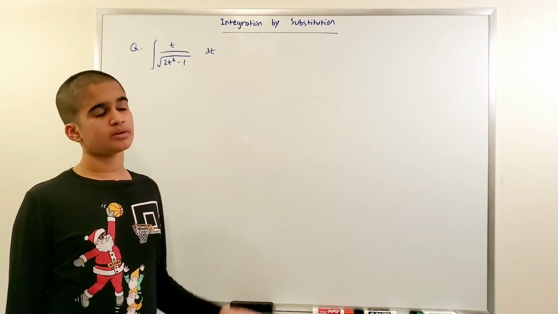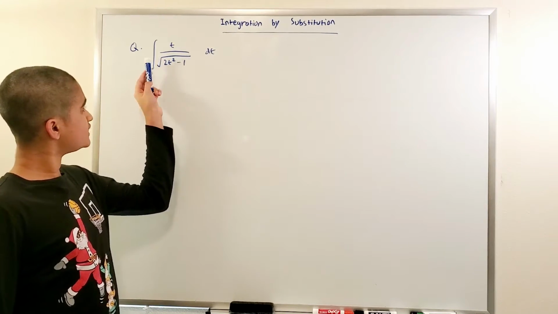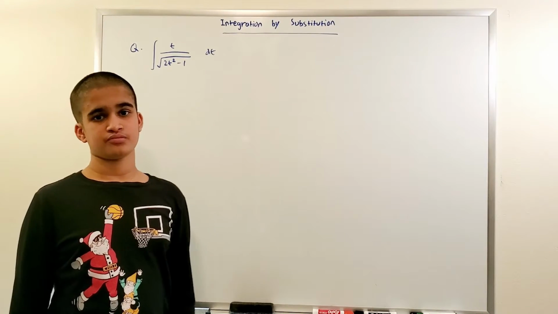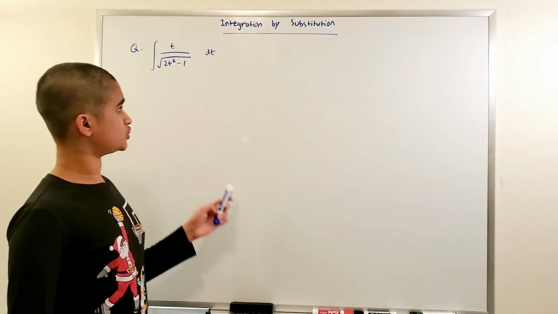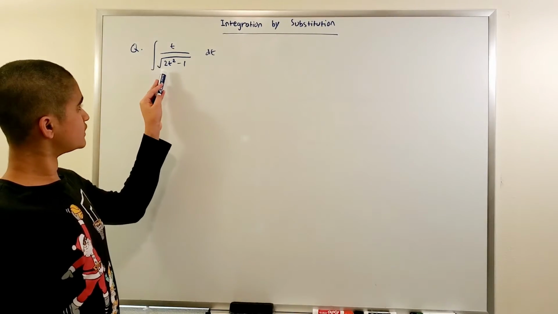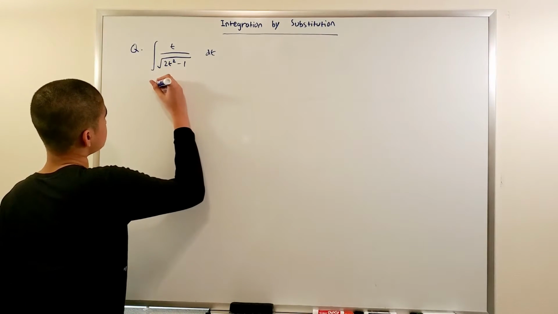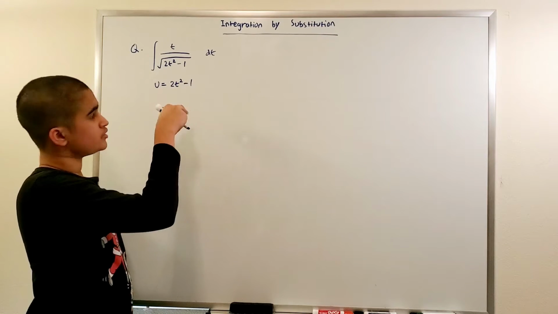Let us now take a problem from the AP exam. Here we have the integral of t over the square root of 2t squared minus 1. Again, let us first start by noticing the inner function. The inner function here is 2t squared minus 1. So let u is equal to 2t squared minus 1.